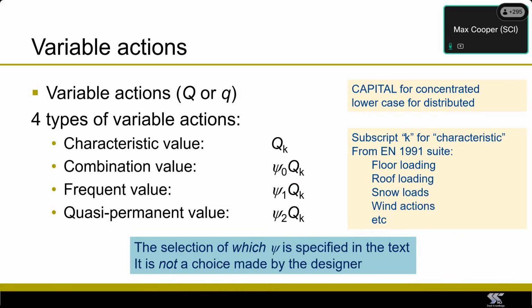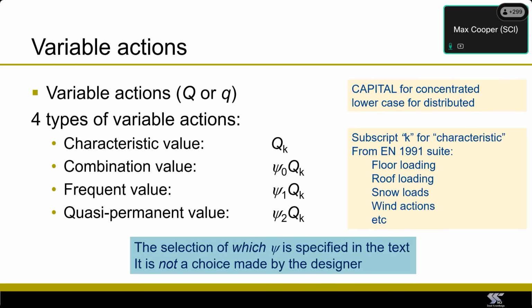If we want to look at the frequent value of an action, we use psi 1, and if we want to use the quasi-permanent value of an action, psi 2. So you'll see that for each different load type, we start with a characteristic value, so that would be qk, and then depending on whether we want to look at it at the characteristic level or some other level, that could be combination, frequent, or quasi-permanent, then we multiply it by a different psi factor.